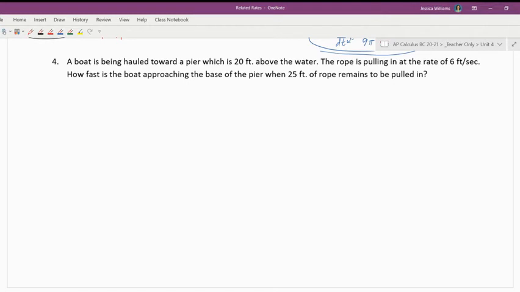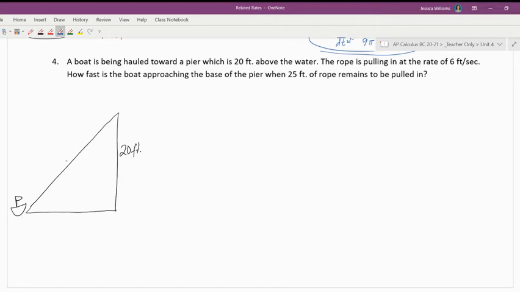A boat is being hauled towards a pier, which is 20 feet above the water. I think I need to draw a boat. Well, this kind of gives it away, but I know it's coming. There's my boat. Here's my pier. This is 20 feet. It's wildly out of scale. They didn't say what kind of boat it is. Maybe it's a toddler play boat for the bathtub. Who cares?